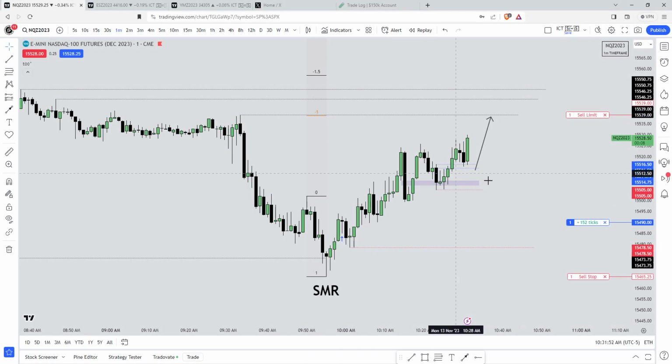So again, I could hold past this high at 15,539, but on some accounts like the one I'm trading on right now, I just do low hanging fruit targets.